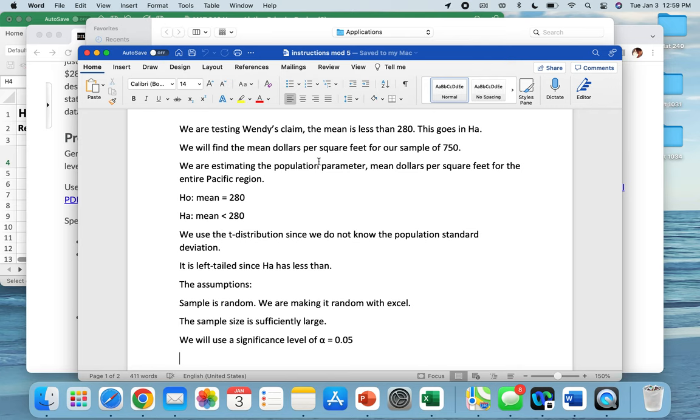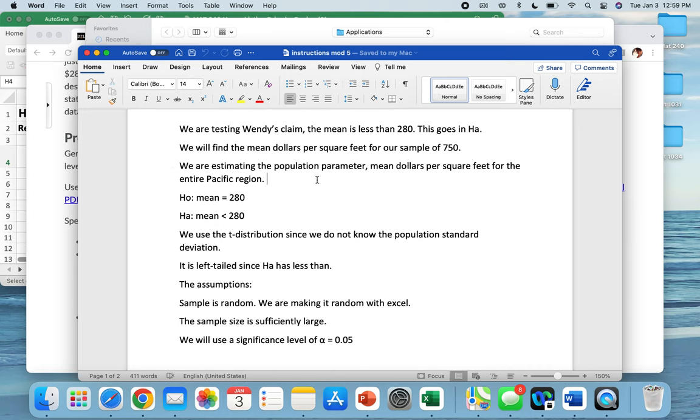So we're going to find the mean dollars per square foot for our sample of 750. What we're estimating is our population parameter, the mean dollars per square foot for the entire Pacific region. Okay, so that's our mu. We're testing that the mean equals 280 as our H0. H0 always has an equals, versus our alternate that the mean is less than 280.